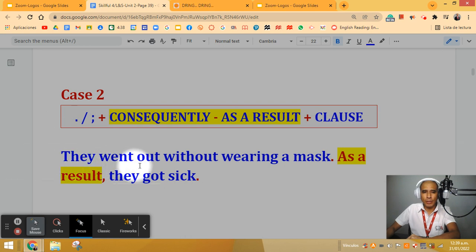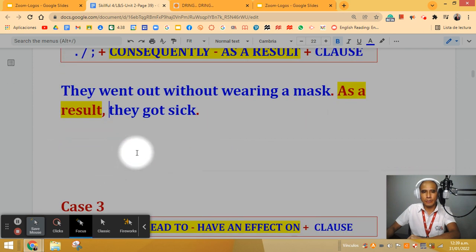Here it says, they went out without wearing a mask. As a result, they got sick. So in this case, if you notice, before the phrase as a result, we have a period, as the formula says, or we can also have a semicolon. And after the phrase comes the second clause, which in this case is they got sick.